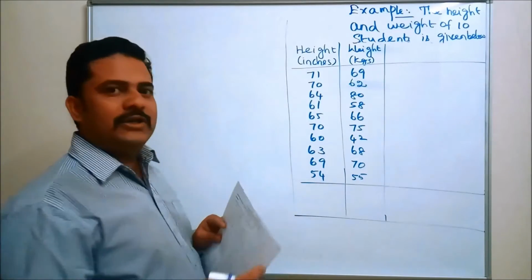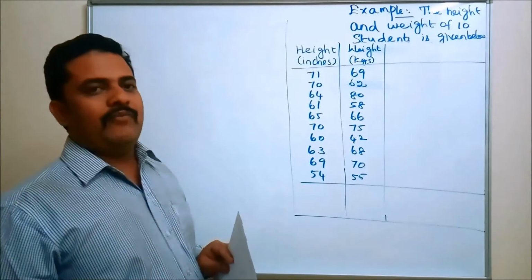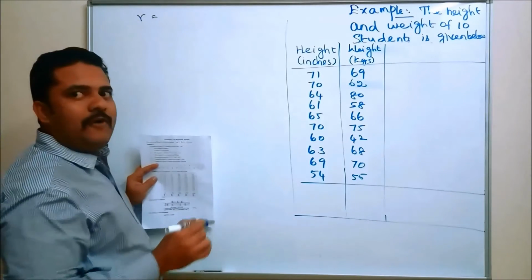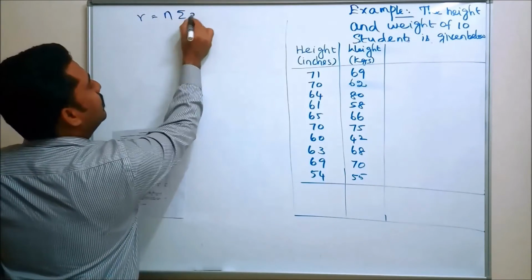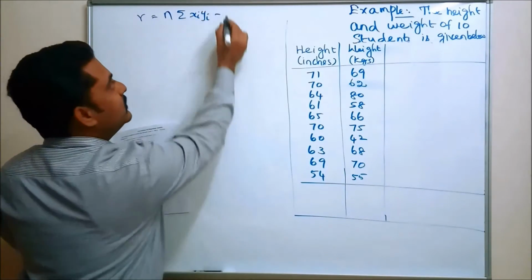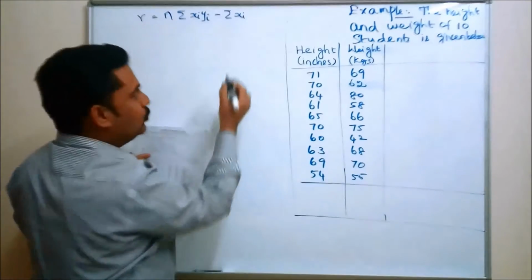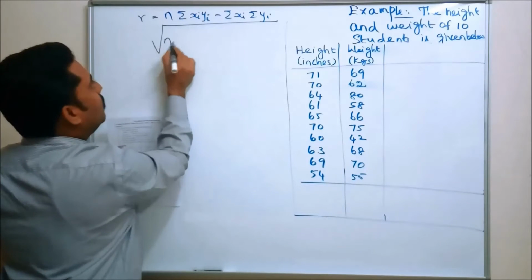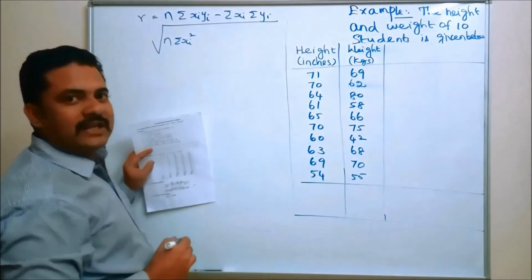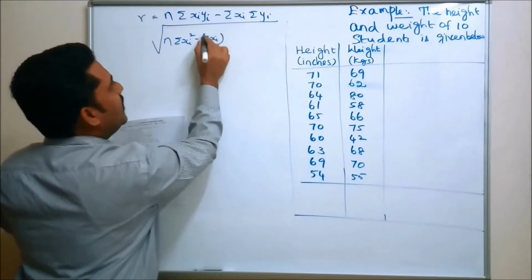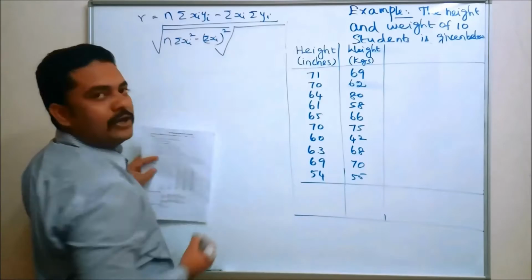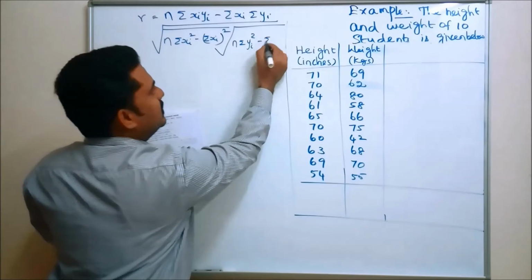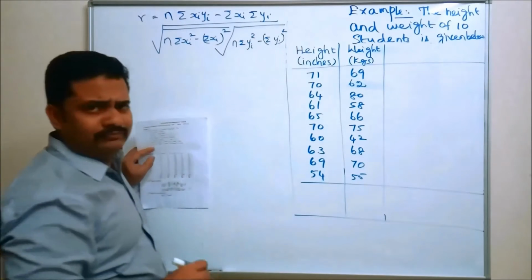Before that, let me write the formula for the correlation coefficient R. The formula is n into summation xi yi minus summation xi into summation yi, the whole divided by square root of n into summation xi square minus summation xi whole power 2, into square root of n into summation yi power 2 minus summation yi whole power 2.